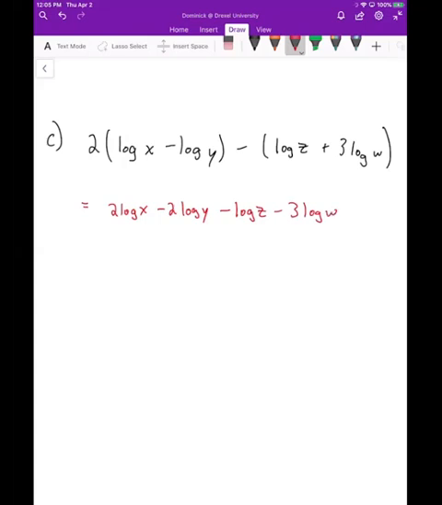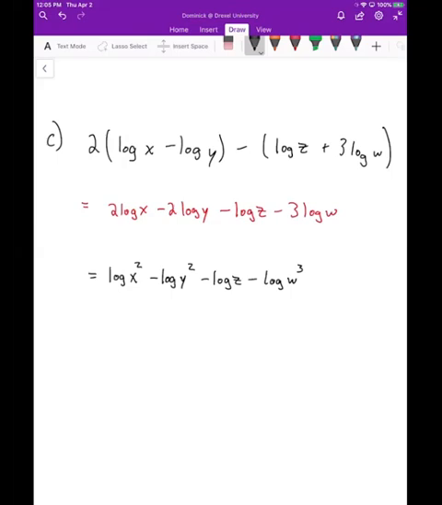Well, now we can apply our power rule. So this first term will become log of x squared. This next term will become minus log of y squared. There's no power on the z or coefficient for the z, so that's just going to stay log of z. And then 3 log of w will become log of w to the 3rd.